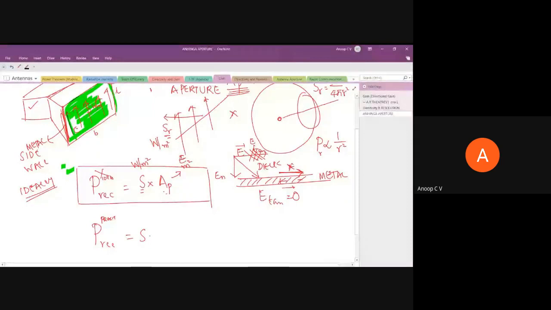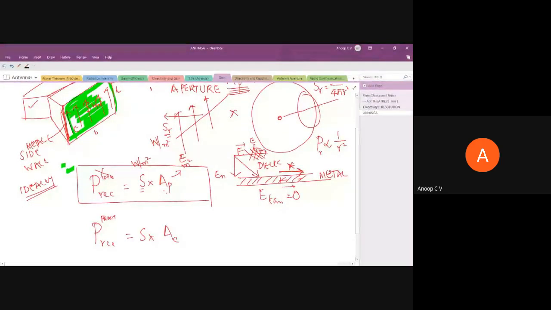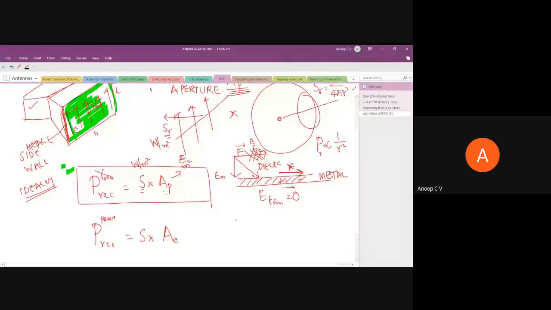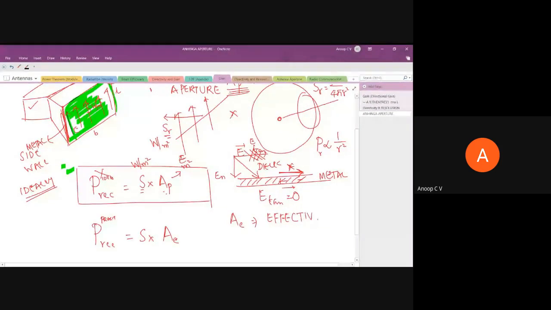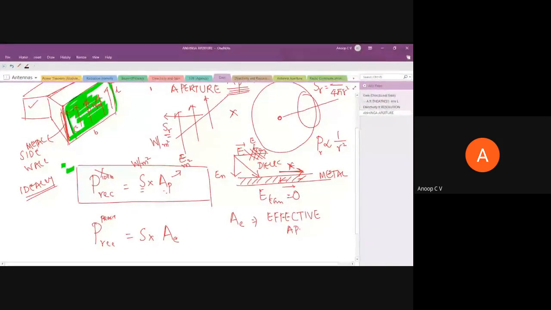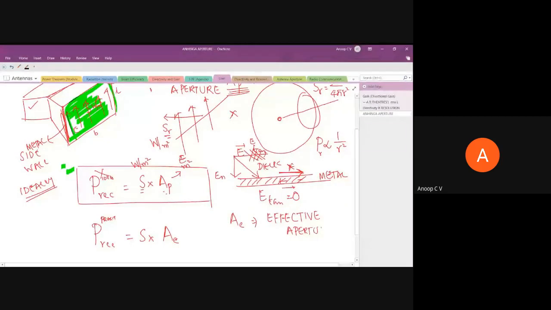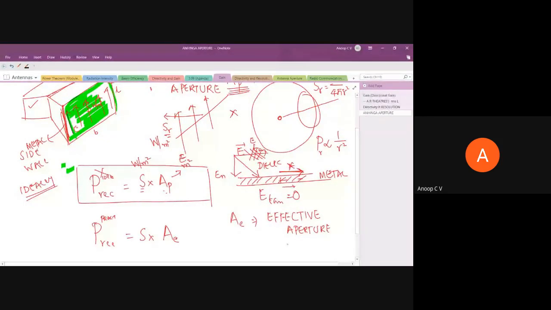This will be S into AE, where this AE is called the effective aperture. AP was the actual aperture. AE is the effective aperture of this antenna, and it will always be less than AP, or I can write, less than or equal to AP.